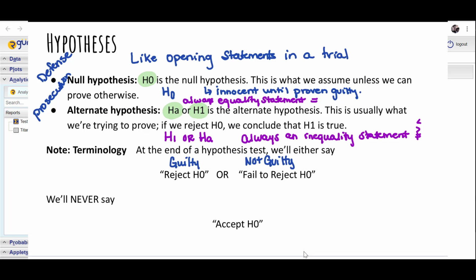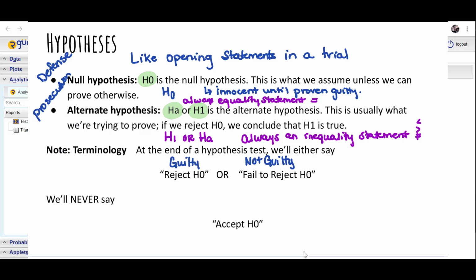Now, if you fail to reject the null, that doesn't mean that the null is true. It just means you don't have enough evidence to prove the alternative. That goes with the fact that we don't ever say we find the defendant innocent. We either say guilty or not guilty. So if we fail to reject the null, that means we don't have enough evidence to say that the null is not true. That's what that means.